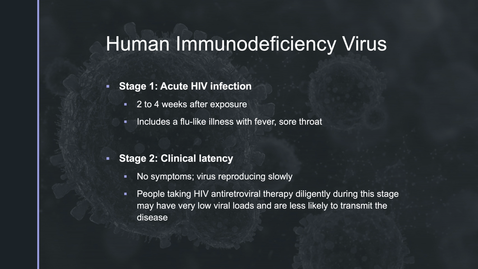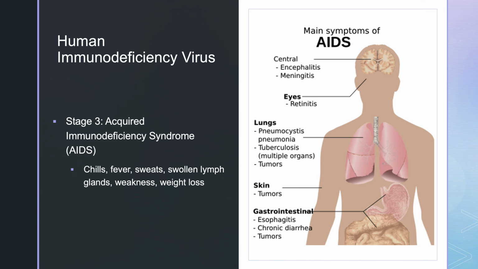Stage 2 goes into clinical latency. You have no symptoms, and the virus is still reproducing, but it's reproducing slowly. And if we've caught it, taking antiretroviral therapies can have significant effects on the viral load and your likeliness to transmit it to someone else. So using that antiretroviral therapy early on and properly goes a long way in preventing transmission. And then stage 3 is when HIV progresses to AIDS, acquired immunodeficiency syndrome.